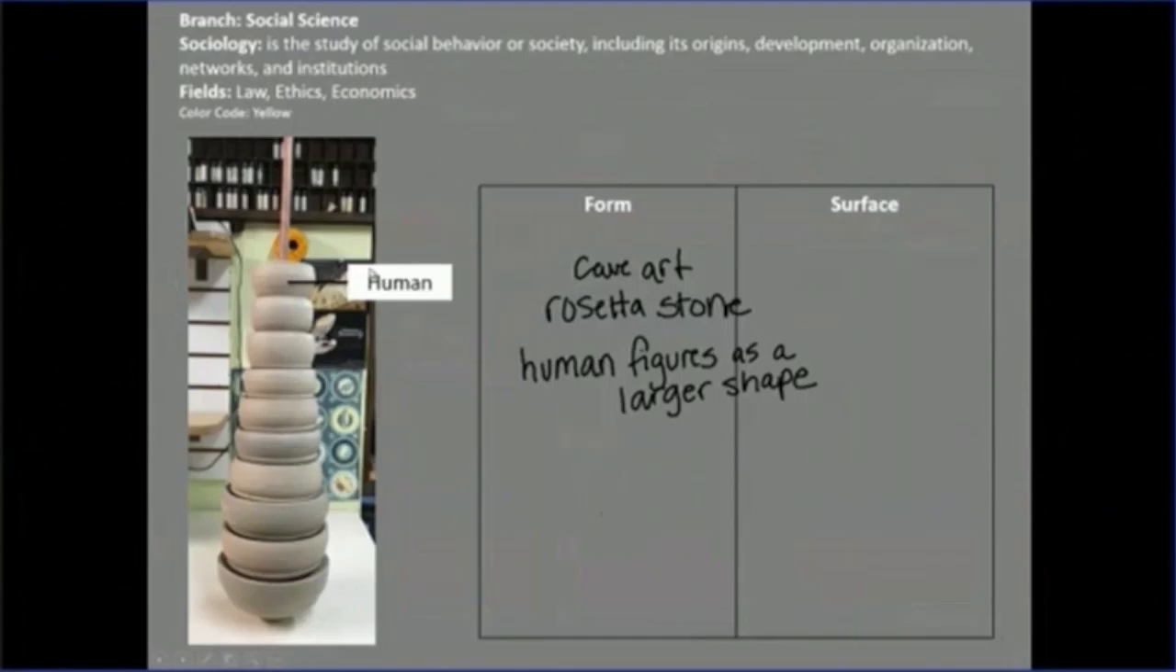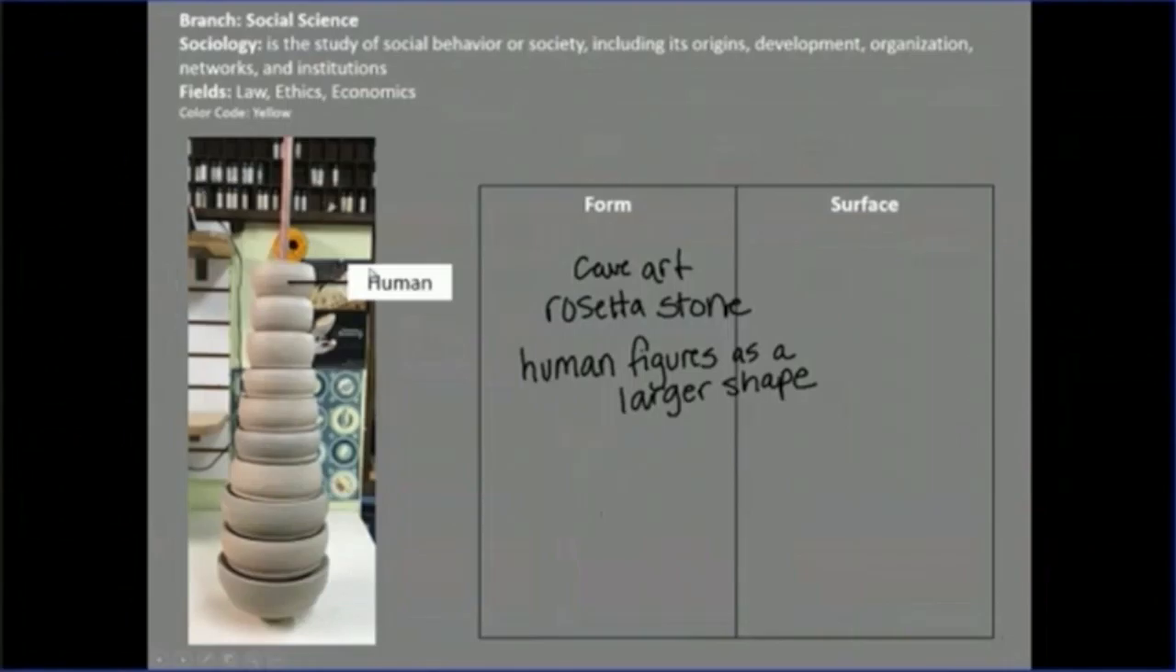Yeah, and think of the associations with that. Regardless of the form, I automatically think of the terracotta soldiers. So inevitably, the viewer is going to have associations. And that's an important association.